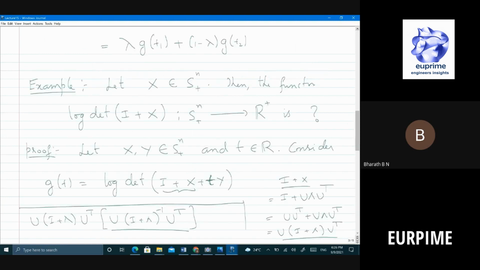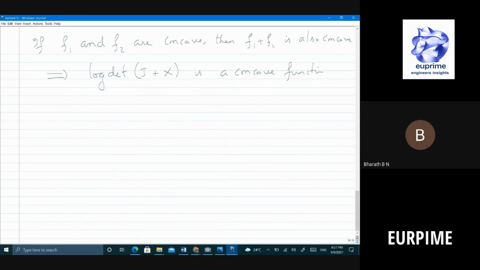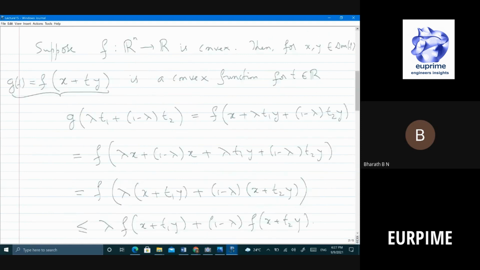So let me just write this. So instead of question mark, we have concave. Okay, concave looks like this, convex looks like the downward. This is a nice thing to look at, right? So let's go back and see what is it that we did.